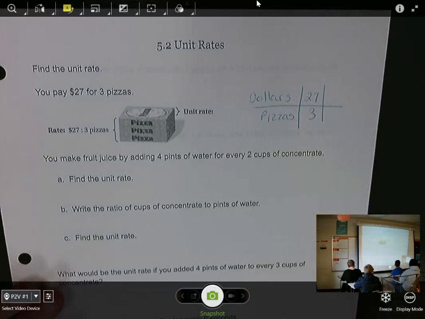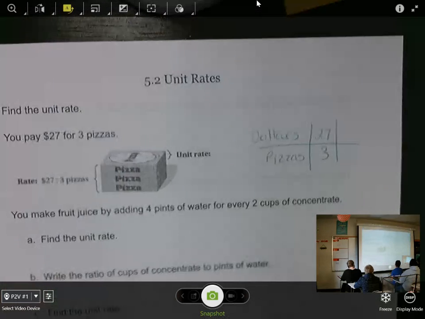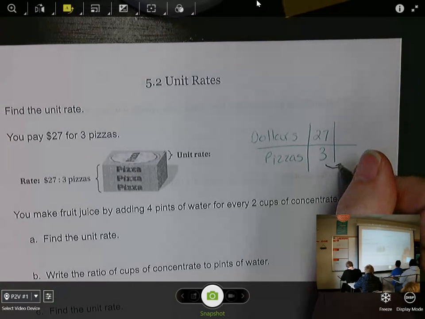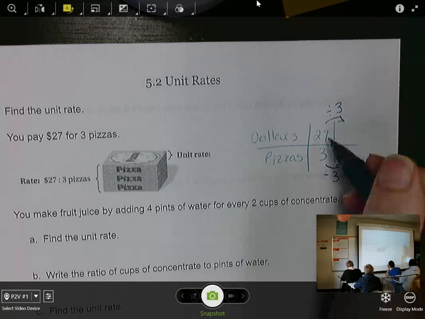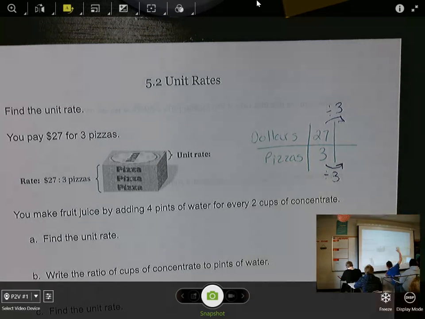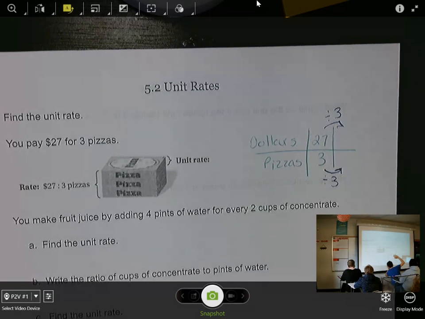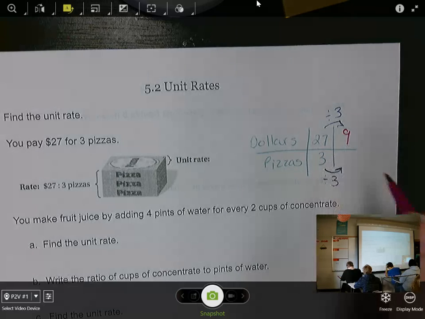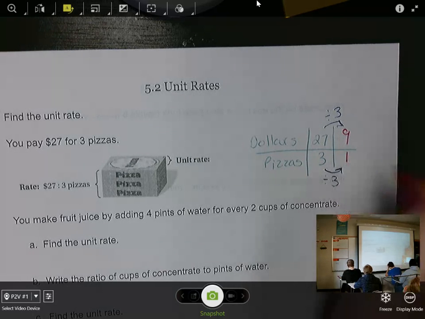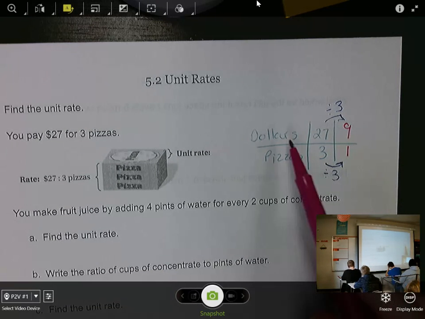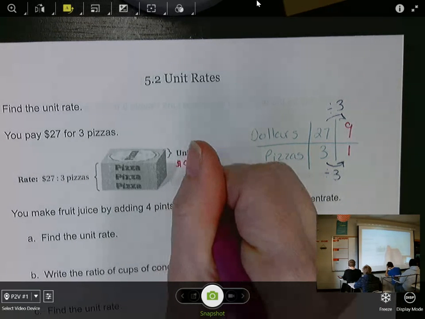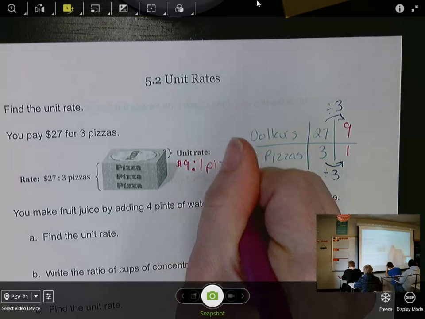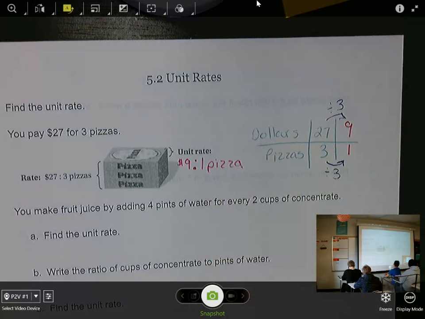Okay, to find the unit rate, remember you divide them both by the denominator. Well, the denominator is 3. So I would divide this number by 3 and this number by 3. Okay, so we would type in our calculator 27 divided by 3. And when you do 27 divided by 3, you get 9. And when you do 3 divided by 3, you get 1. So what that means is it's $9 per 1 pizza. So our unit rate would be $9 for every 1 pizza. That's a unit rate. The denominator is 1.